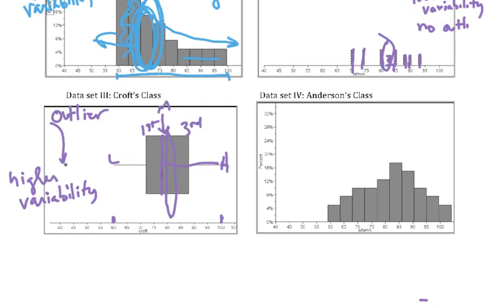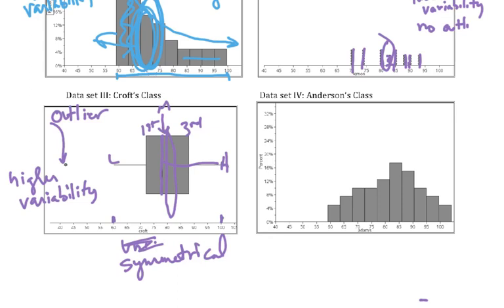It's not really skewed anywhere, so it would probably be symmetrical, because the box isn't to one side or the other.